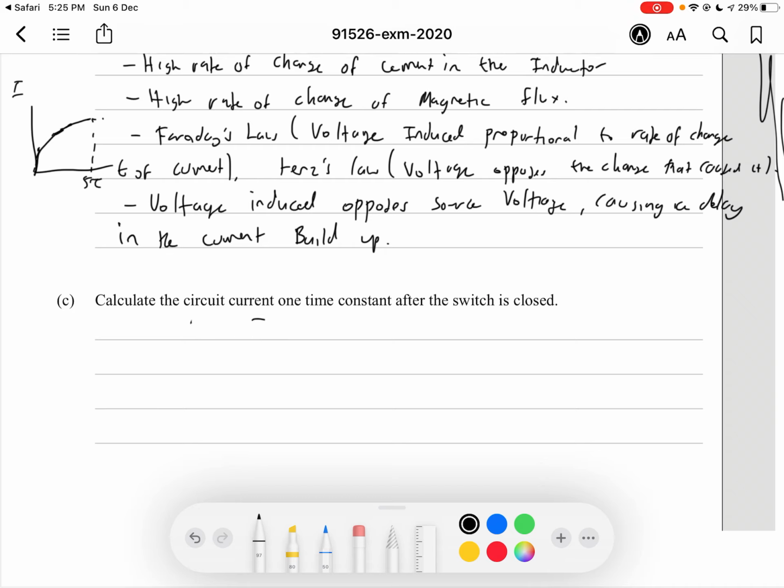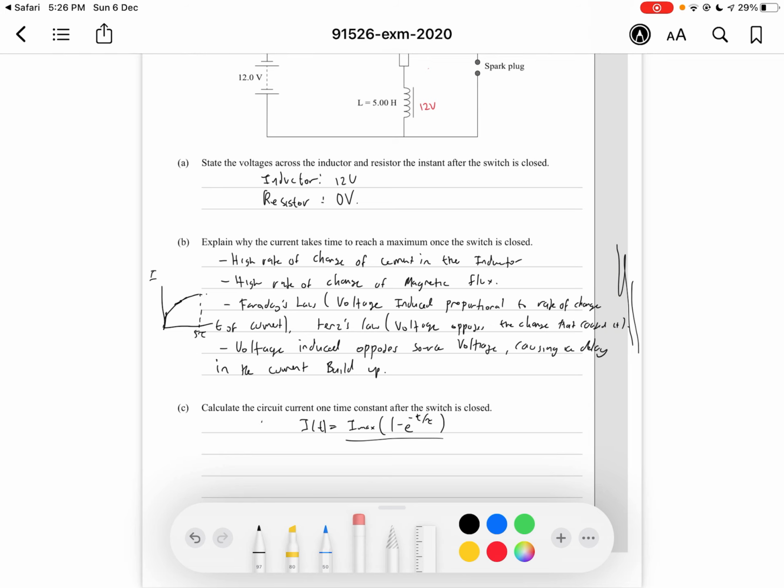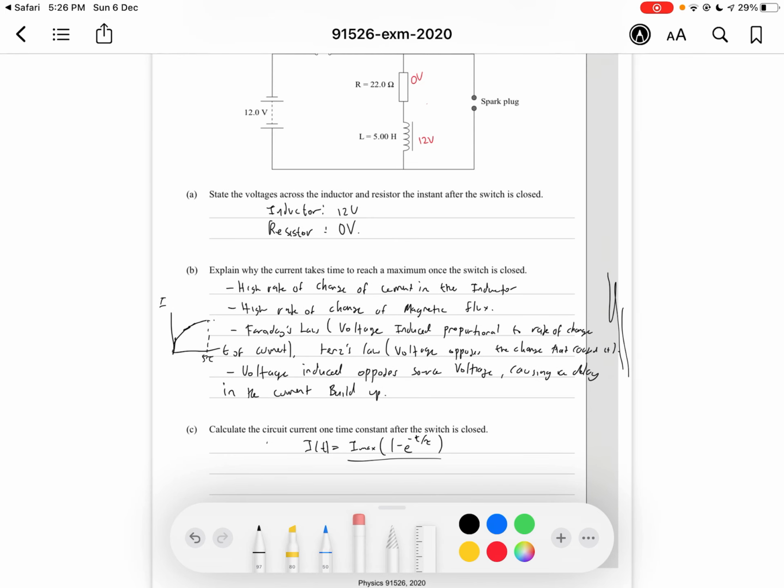Let me try that again. Current at any time is given by the maximum current times 1 minus e to the power of negative t over tau, where t is the time and tau here is the time constant. So we can link it to this formula. First you need to find the maximum current. The maximum current is when there's 0 volts through the inductor and all 12 volts through the resistor.